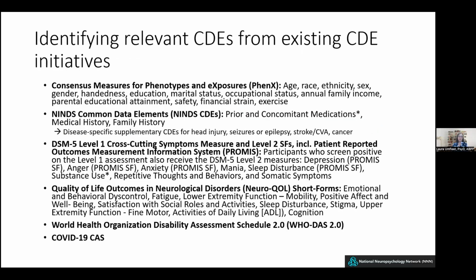So she's integrating different CDEs from other initiatives and looking at different common data elements for different aspects, such as medical history and family history, and looking at DSM-5 cross-cutting measures, different quality of life measures, and then getting the World Health Organization Disability Assessment Schedule. So that's kind of a rating of percentage of disability.